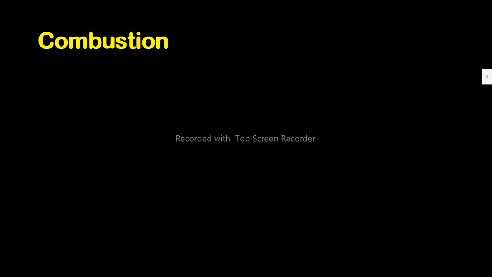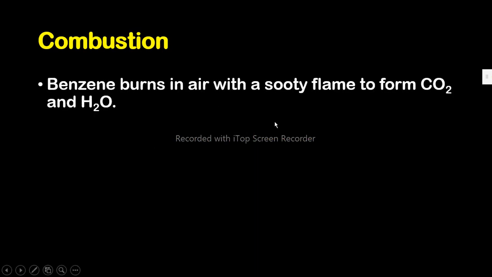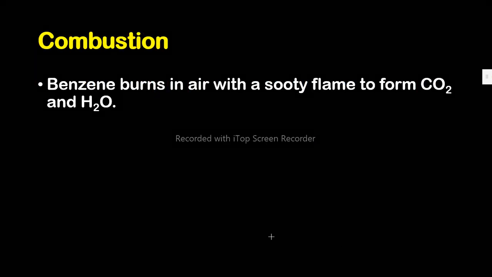Easy. So let's talk about combustion, and then we call it a done. This is the easiest you can ever find. All hydrocarbons burn in air to produce carbon dioxide and water only. And so benzene is not a special case, it's also a hydrocarbon. So it will burn in oxygen, excess oxygen in fact, to produce carbon dioxide and water.